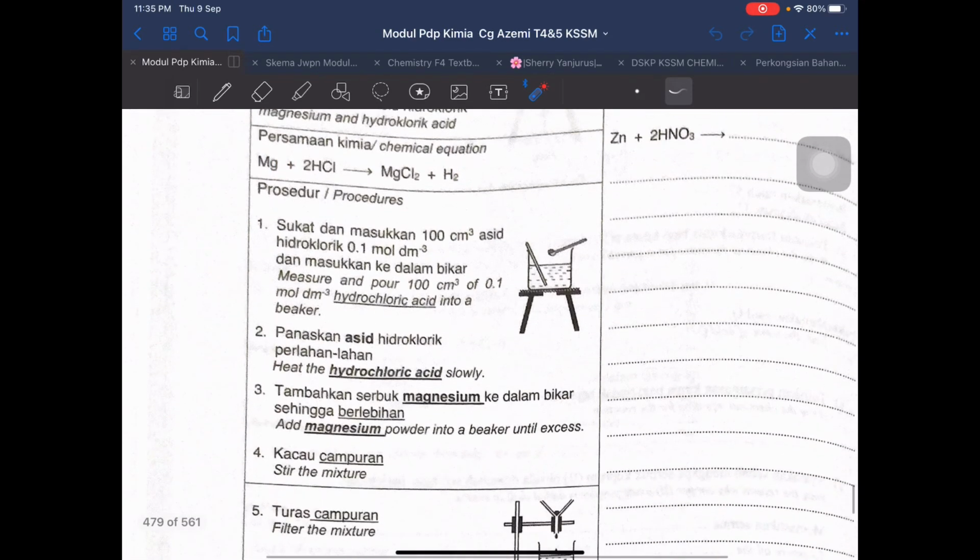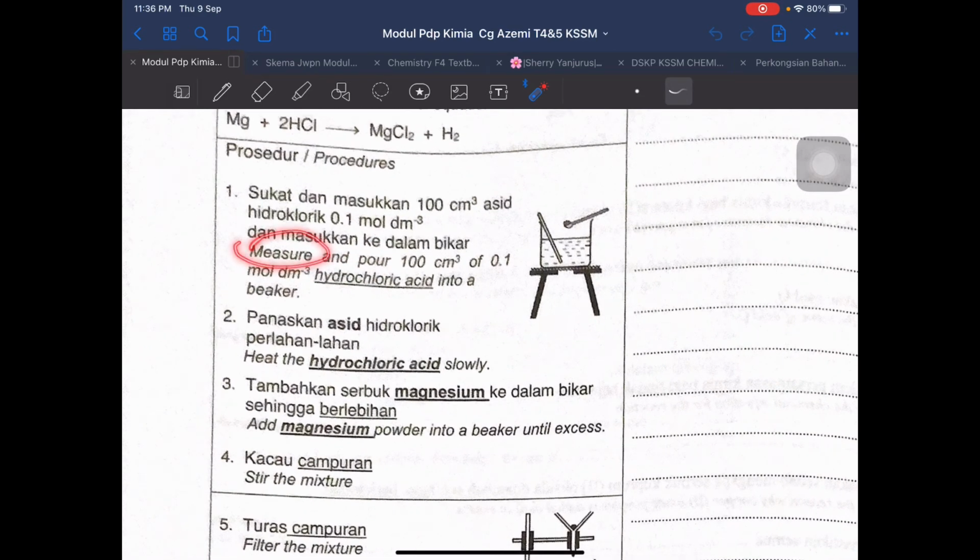Okay, procedure. Nah, see, sama saja. So, measure and pour. You must measure. Measure guna apa? Measuring cylinder. Measure and pour 100 cubic centimeter of acid into a beaker. You must mention the concentration also, okay? 0.1. But the textbook use 2.0. Asalkan jangan terlalu pekat. Janganlah guna 5. 0.1 until 1 atau 2, okay lah tu.